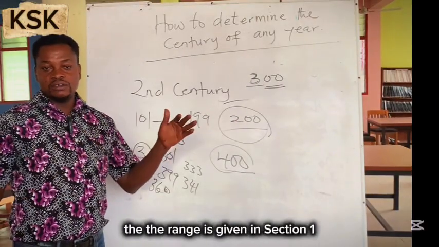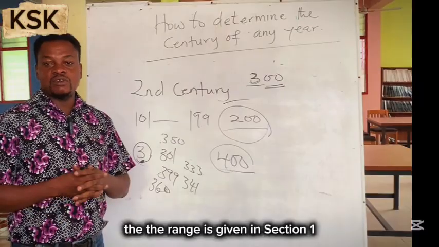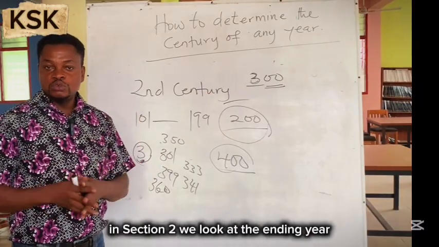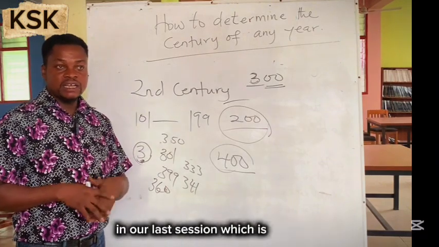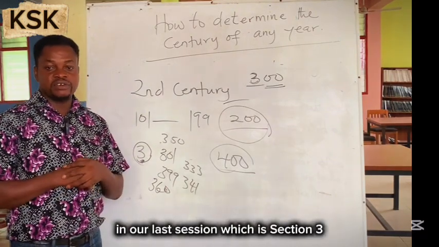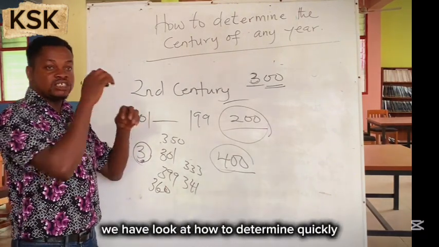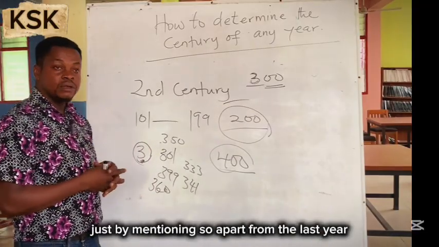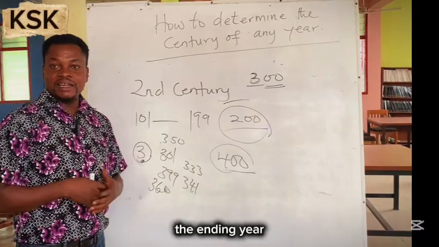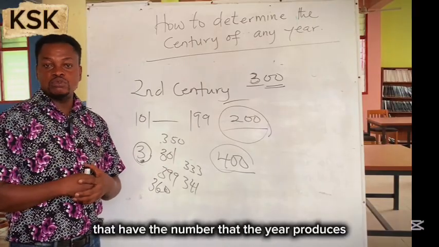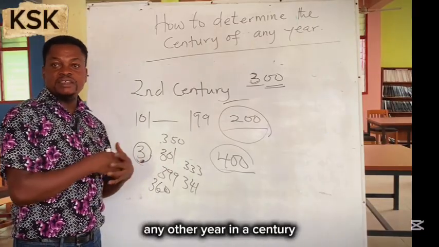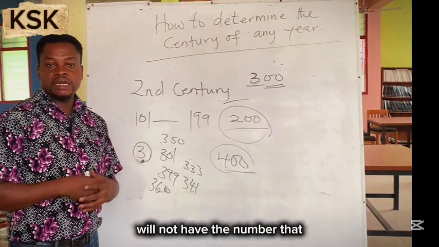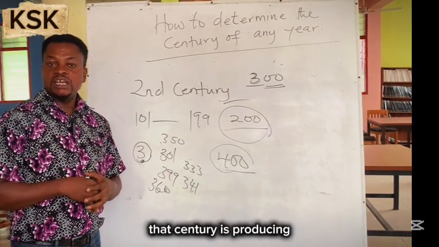The range is given in section 1. We look at the beginning year. In section 2, we look at the ending year. In our last session, which is session 3, we have looked at how to determine quickly, just by mentioning. So apart from the ending year that has the number that the century produces, any other year in a century will not have the number that century is producing.